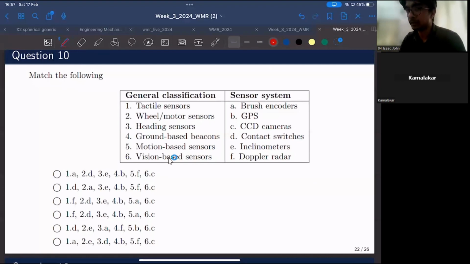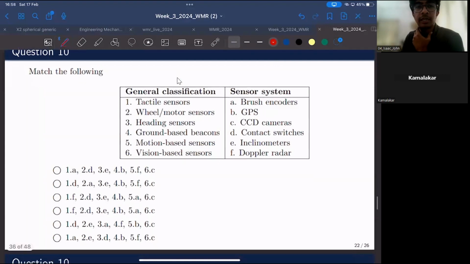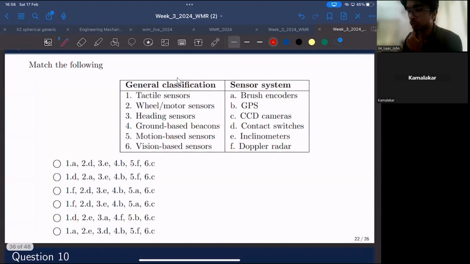Sir, sorry, your voice is not audible. It's muted. Okay, I suppose it's audible now. Maybe for some reason it's getting terminated. Maybe from next week onwards, I'll try to see that this does not happen. It's a simple problem of match the following. I suppose I'm audible now.